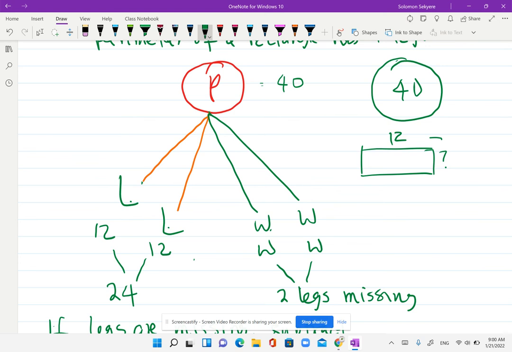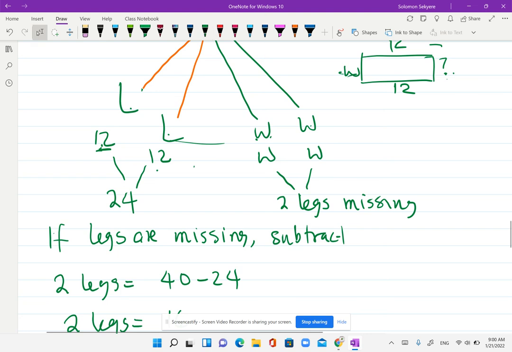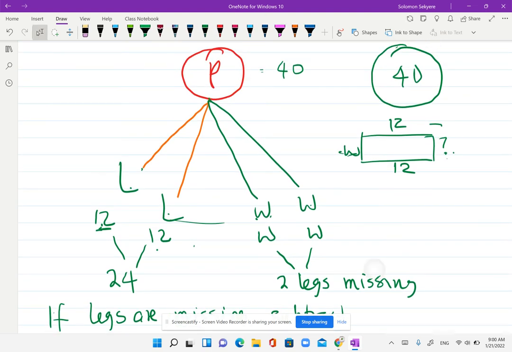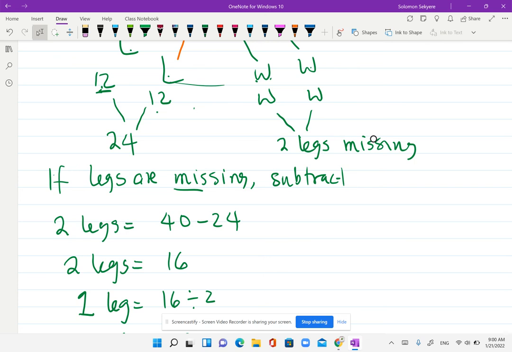The perimeter is when you add all the sides. So we got the length. This is also the length, and the width are missing, the W and the W. So perimeter has four legs. We don't know one side, the W. So these two legs here, there are four legs. Two legs are missing. If legs are missing, what? We subtract. So we know the perimeter. We know two legs, and two legs, the ones missing here, you see that?